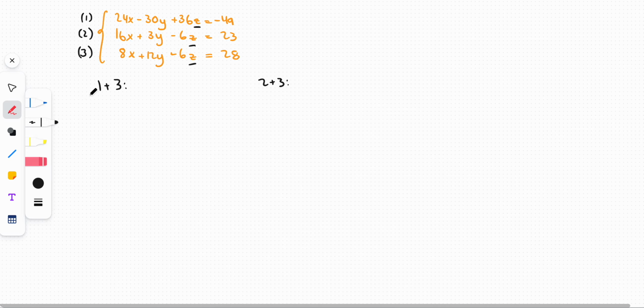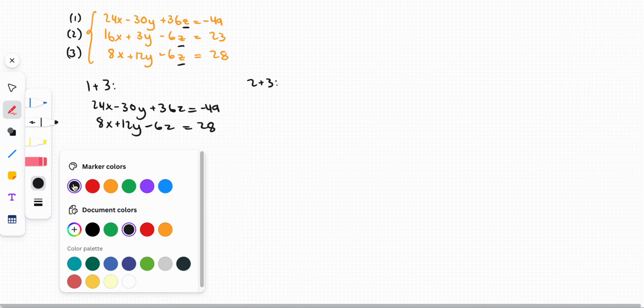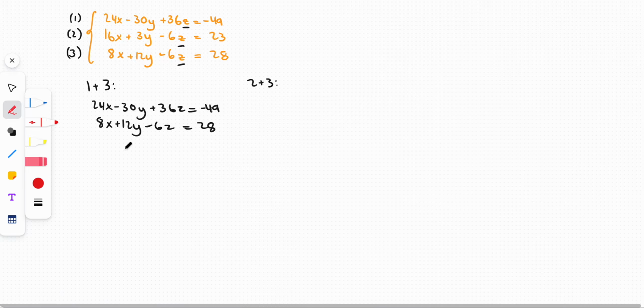Alrighty, so now that we've done that, we can just rewrite equation 1 right here. So we get 24x minus 30y plus 36z equals negative 49. And then we also have equation 3 right here, which is going to be 8x plus 12y minus 6z equals 28. Alright, so from here, all we have to do is identify what we have to multiply by so that we can eliminate our z.